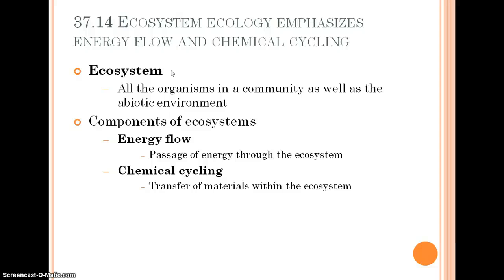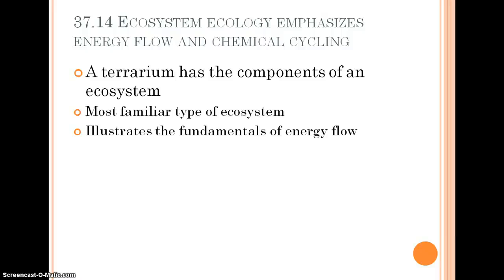Components of ecosystems are energy flow and chemical cycling, and we'll talk a lot more about chemical cycling towards the end of the chapter. Energy flow is the passage of energy throughout an ecosystem. So we all know where that energy starts with the sun. So a terrarium, which some of you may have talked about before in middle school, has the components of an ecosystem. It's pretty much the most familiar type of ecosystem within the scientific community, and when you guys are learning about ecosystems in general level science classes, okay? Because it's really, really easy to understand the illustration of the energy flow.